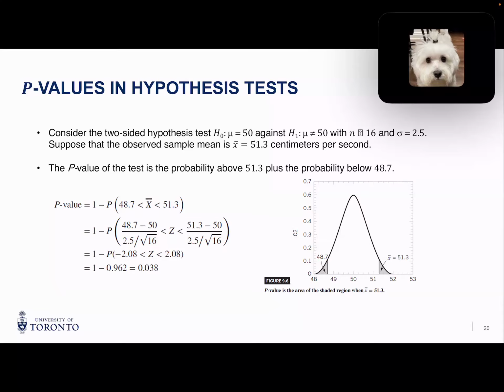So 1 minus the probability that I'm integrated between these two on this distribution. I use my normal distribution statistic, so what's the z-value for 48.7? What's the z-value for 51.3? Calculate this out. That ends up being about 96% of the distribution. And so my p-value is 0.038, or 3.8%, right?